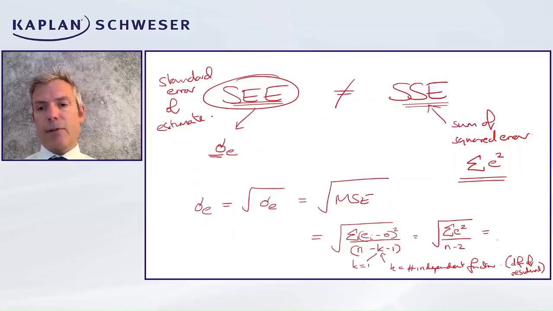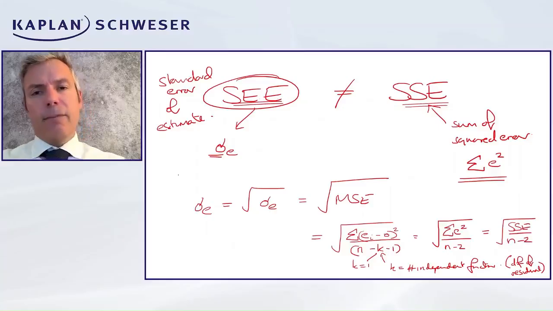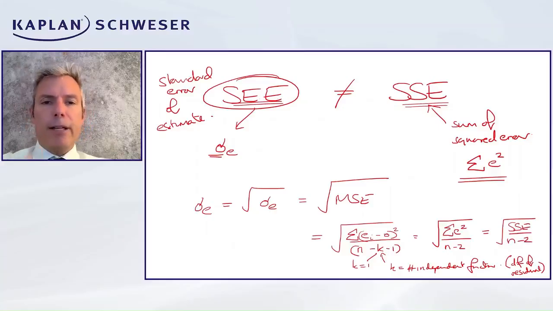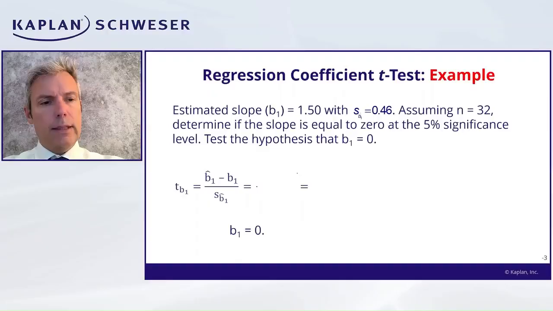That is SSE. So be super careful here. That's actually SSE over n minus 2. Just be super careful. When you're reading through text and stuff, if you read it too quickly, SEE, SSE, they look like the same thing. They're not the same thing, and they are actually related to each other in this way. So be super careful with this.